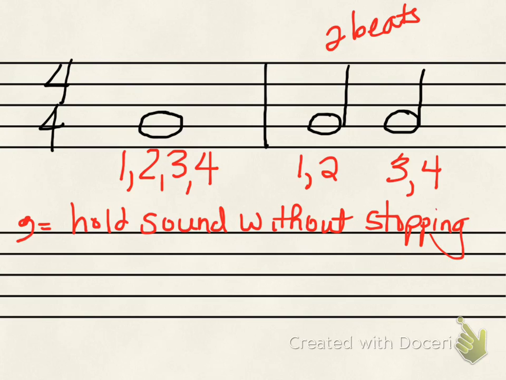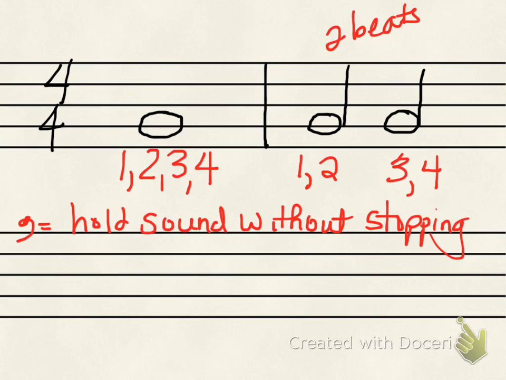So the first one is a whole note. Four beats, comma in between each of the beats. That tells us we're going to hold it for longer than one beat. So if I were to hum the whole note, it will sound like this. I held it through the four beats without stopping the sound.